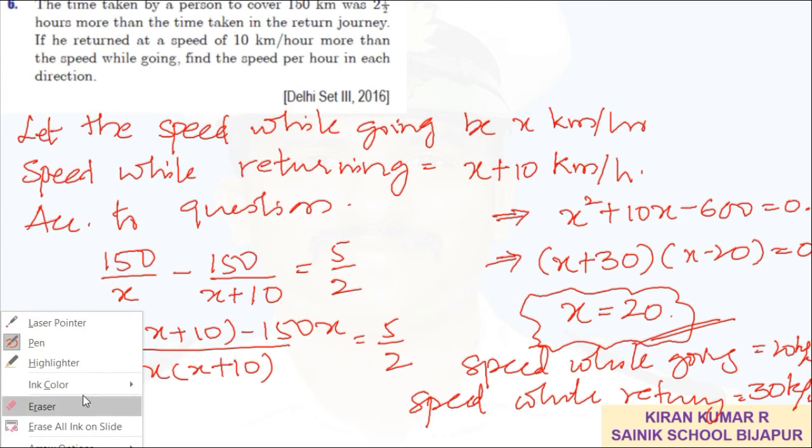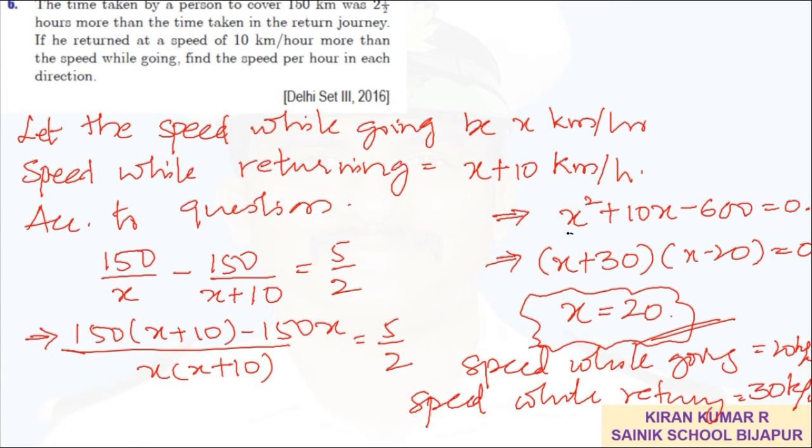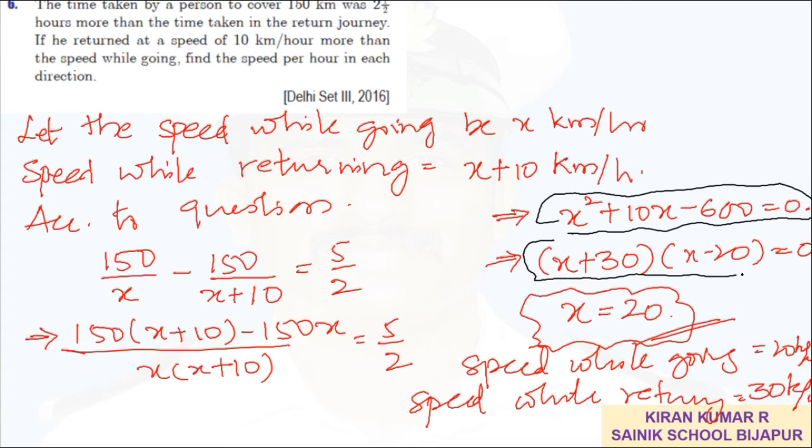I have written the answer directly. I have directly written this equation, and further directly I have written this. You can try this. You have to get positive 20 and negative 30. You have to reject negative 30.